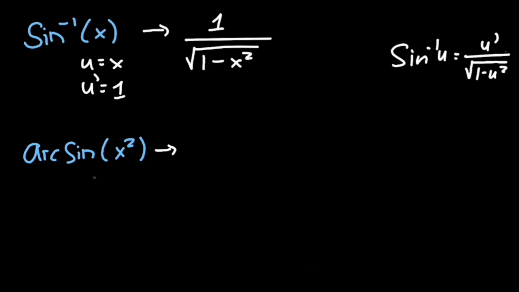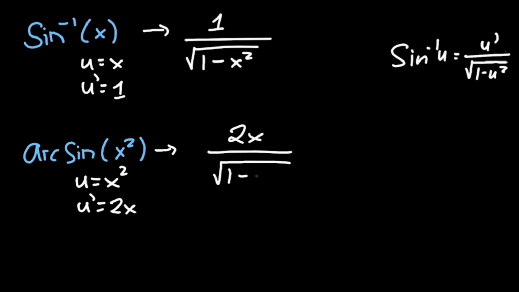For the derivative of arcsine of x squared, let x squared be u and u prime be the derivative of x squared, which will be 2x. So this once again, you will get 2x over the square root of 1 minus u squared, which is x squared raised to the power of 2.